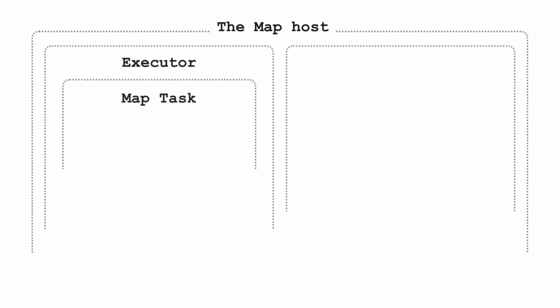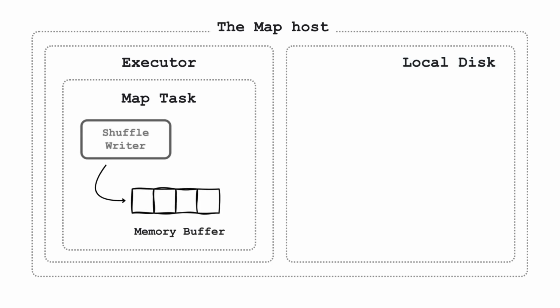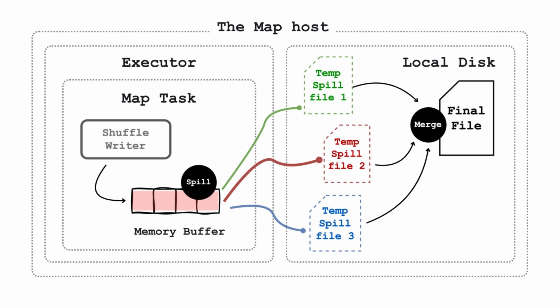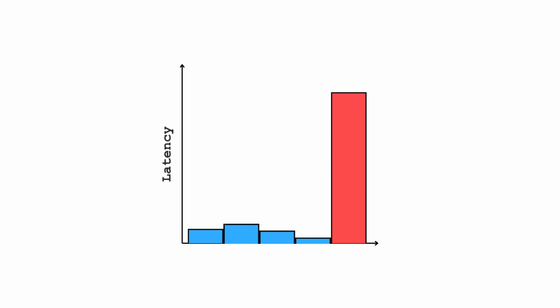Uber's initial Spark shuffle implementation lets map tasks write shuffle data to the local disk. First, they write data to a memory buffer. When the buffer is full, they spill data to temporary files on disk. Later, they merge all spill files into the final shuffle files. In many cases, they must perform multiple disk operations, read and write, on the spill files, which incurs latency.